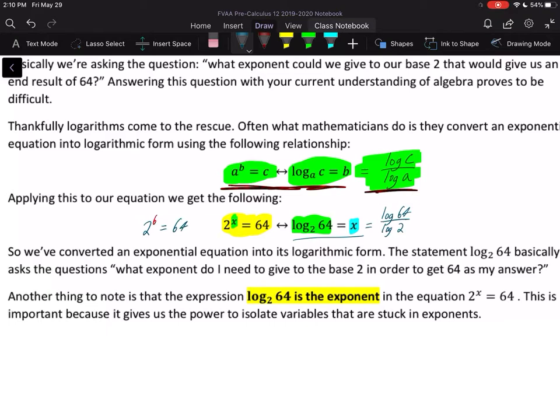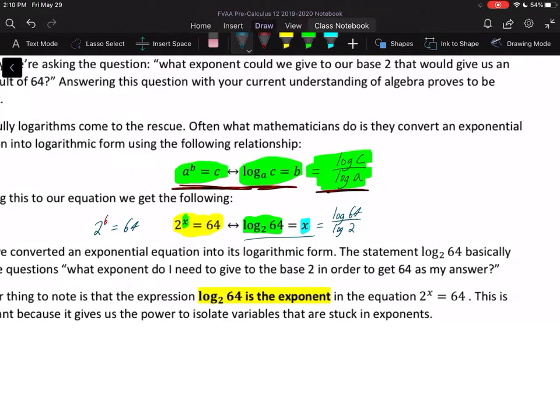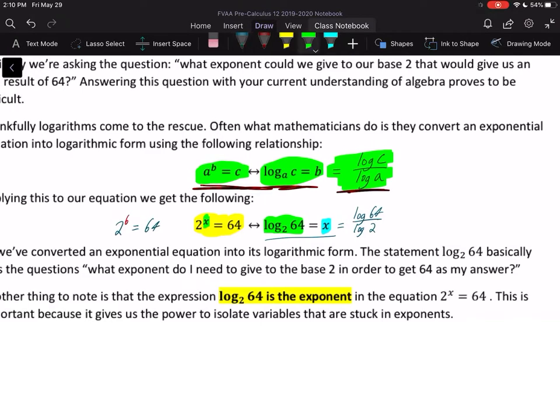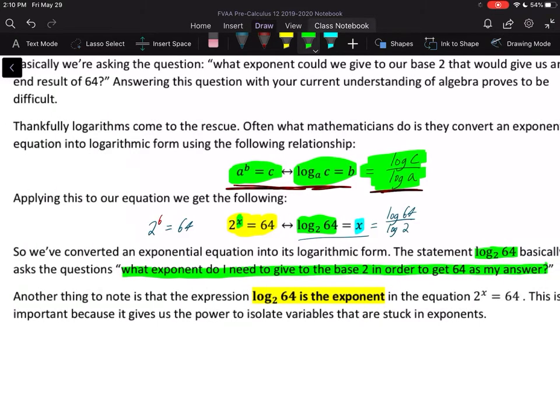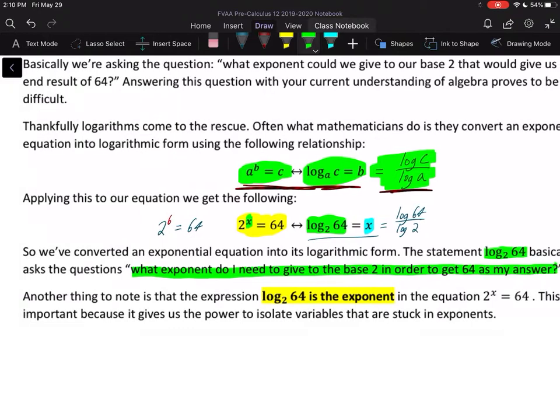This statement, log base 2 of 64, basically asks the question: what exponent do I need to give to the base of 2 in order to get 64 as my answer? That's what this is saying. Another thing to note is that the expression log base 2 of 64 is the exponent of the equation 2 to the x equals 64. This is because it gives us the power to isolate variables that are stuck in exponents.